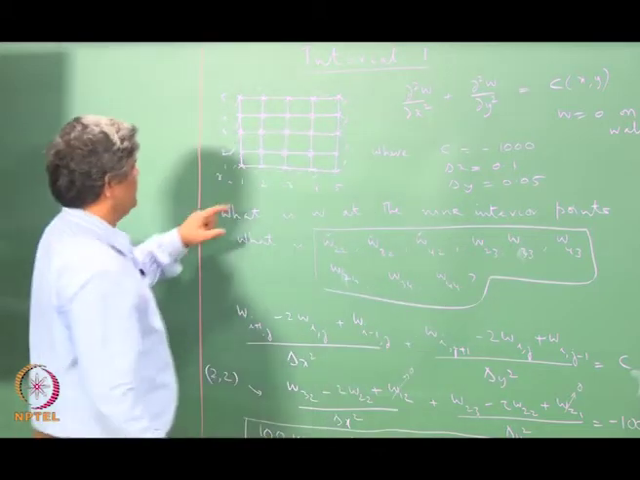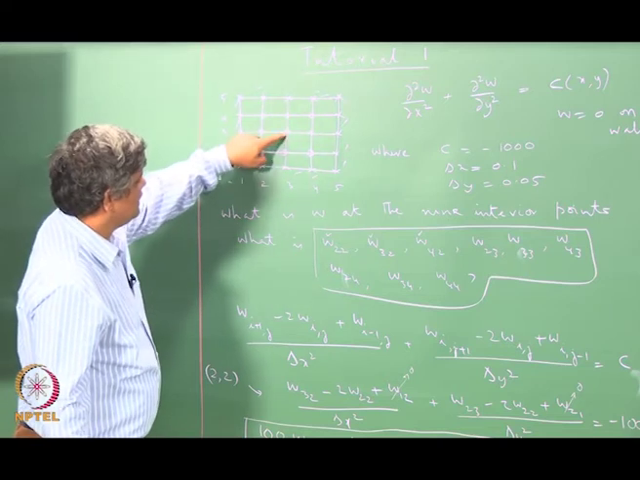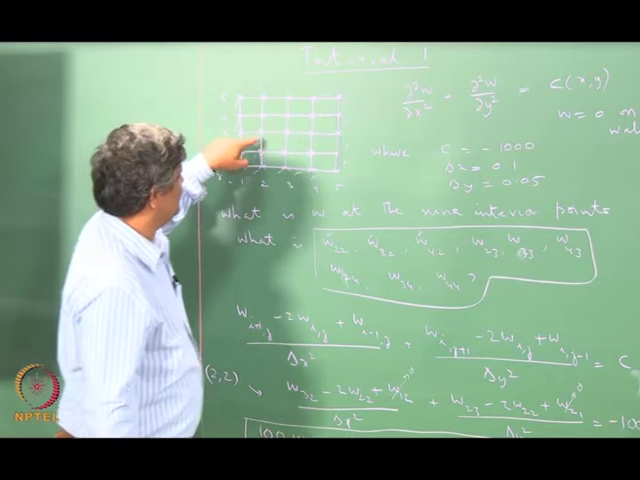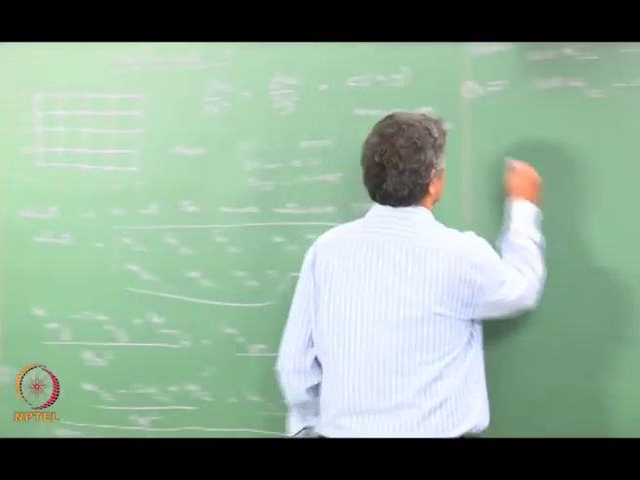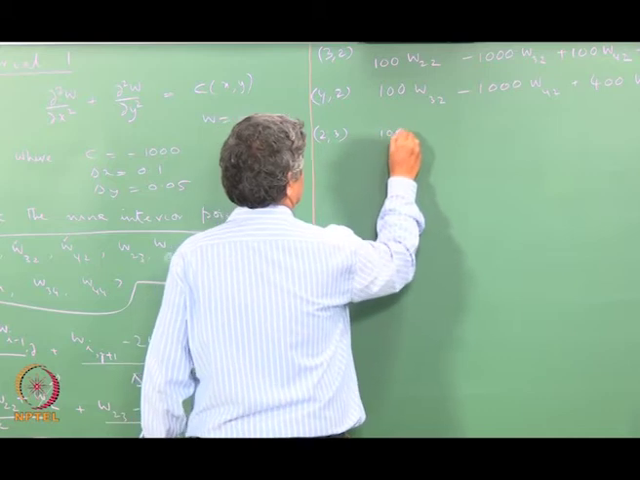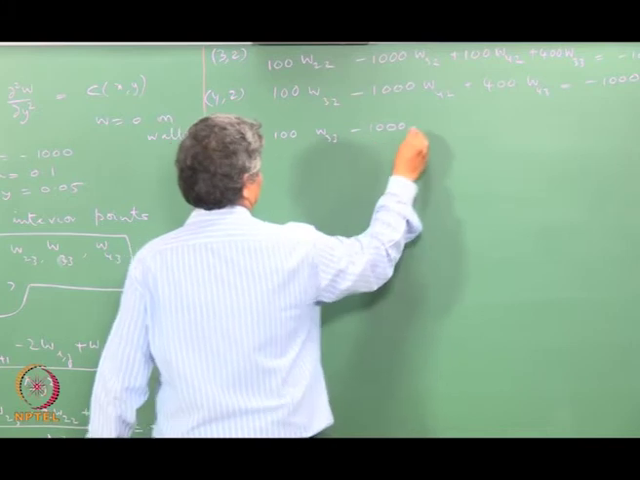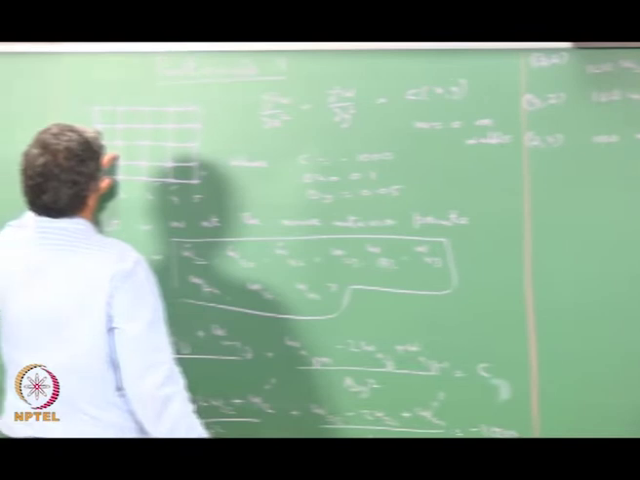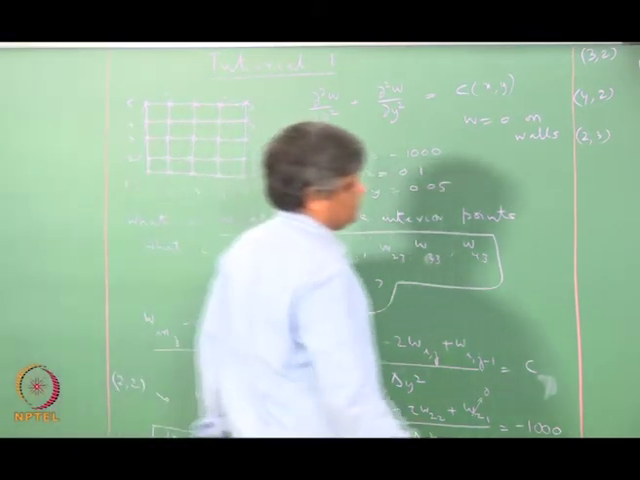We come to W23, so that is this point here. So, we get nothing from here and we get 100 of this, 400 of this, 400 of this, and then we have 100 of W33. So, this is minus 1000 of W23 plus 400 of 24 plus 400 of 22.